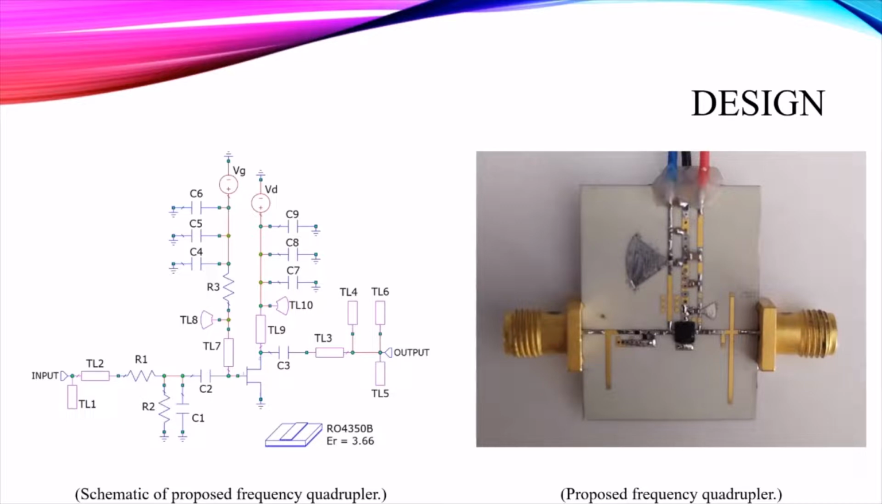The produced frequency quadrupler is shown in the figure at right. The quadrupler is 15 mm in width and 20 mm in height. Input and output of the circuit are soldered with 2.92 mm surface mount RF connectors which have a working frequency up to 40 GHz.